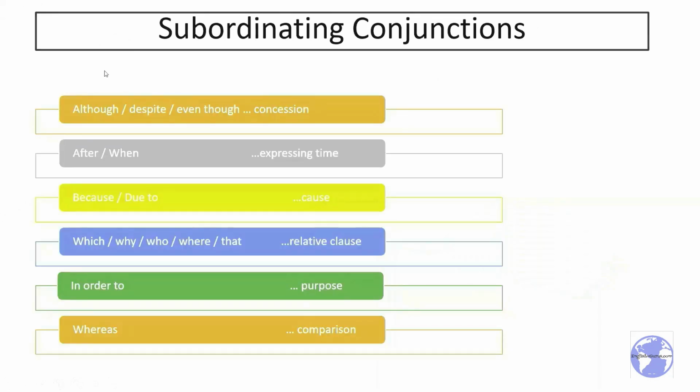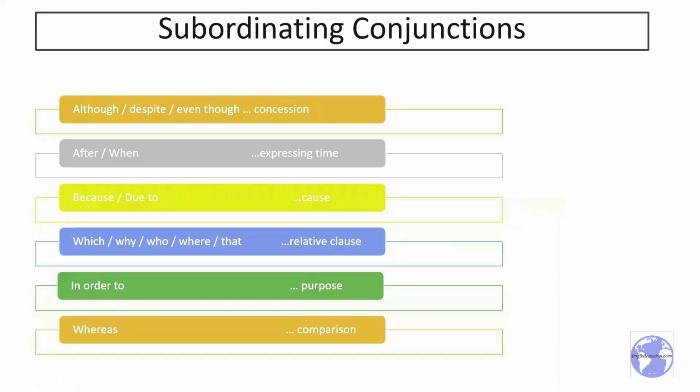Let's look at the different subordinating conjunctions because there are different types. So if we look at although, despite, even though, these relate to what we call concession, when we want to concede or maybe compare something. So for example, although it's raining, I want to go outside. You could have expressions of time, after, when. These are subordinating conjunctions that express time. So after my dinner, I play basketball.